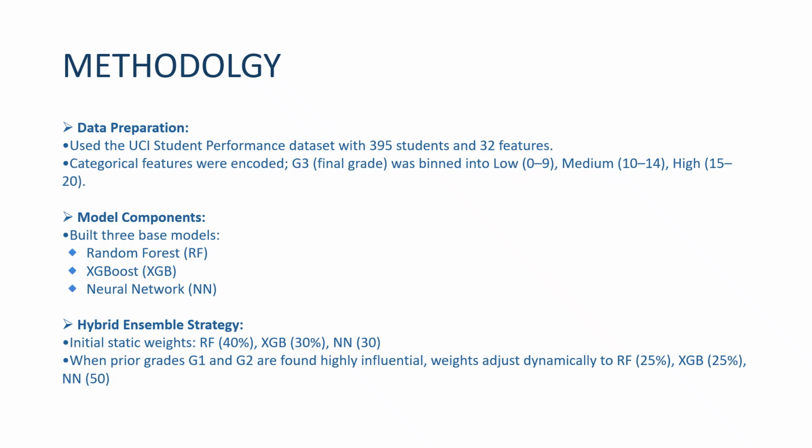We started by cleaning and transforming the UCI dataset. One key decision was removing the school feature so the model learns from student behavior and demographics, not institutional patterns. We then used standard encoding and normalization techniques before splitting the data for training and testing.